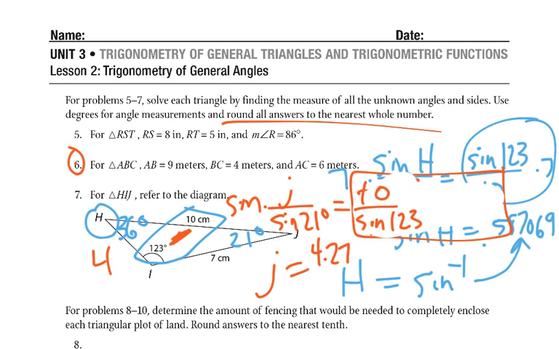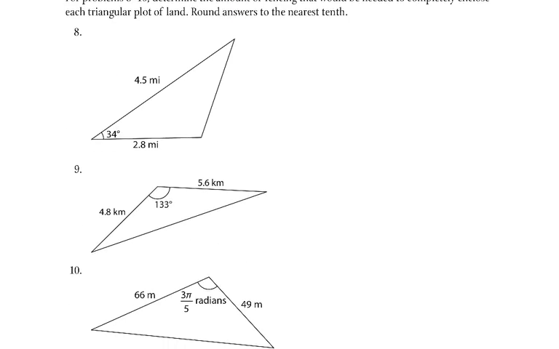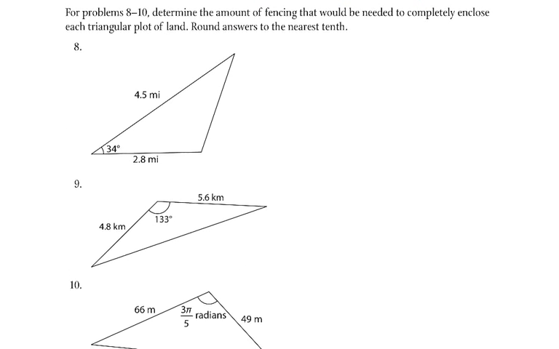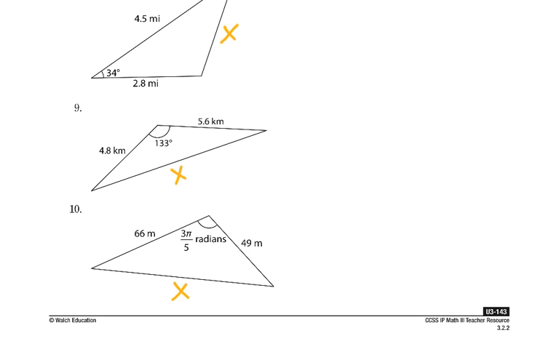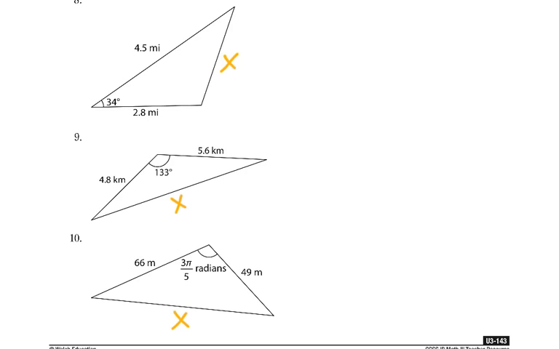And there's 7. Okay, now 8, 9, and 10. It wants us to determine the amount of fencing that would be needed to completely enclose each triangular plot of land, basically the perimeter. So all we're looking for are these extra sides. So law of cosines here. So we've got the angle, so we're looking for the side.